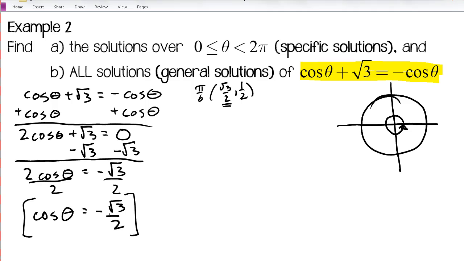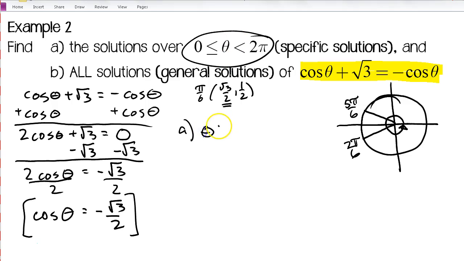So I know that the cosine is going to be negative in the second quadrant and the third quadrant. So we're going to be looking for the pi over 6's in the second and the third. So this would be 5 pi over 6, and this would be 7 pi over 6. So for part A, over the interval of 0 to 2 pi, theta is going to be 5 pi over 6 and 7 pi over 6.